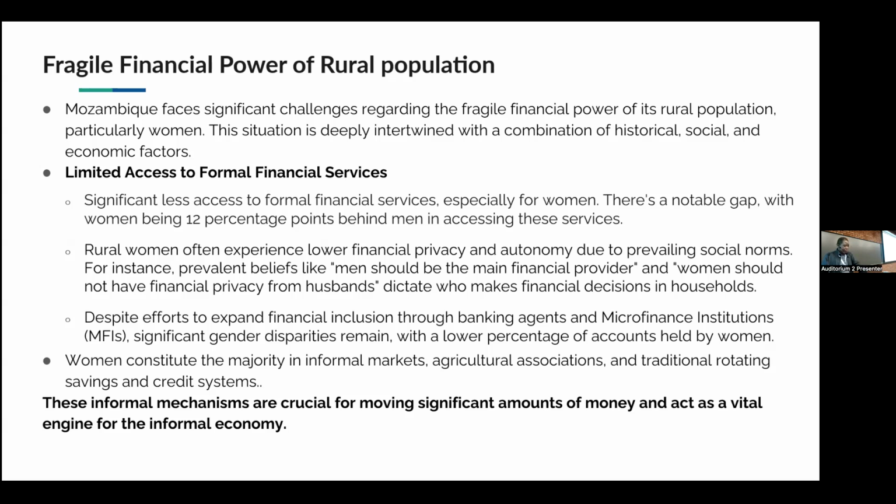They also often experience lower financial privacy and autonomy due to prevailing norms, in most countries, not only in Mozambique but especially in Africa, that say men should be the main financial provider, and women shouldn't have financial privacy from their husband. This seems a very small thing, but it creates a lot of problems for the rural population, especially for women. The government is also trying to expand financial inclusion through banking agents and microfinance institutions.